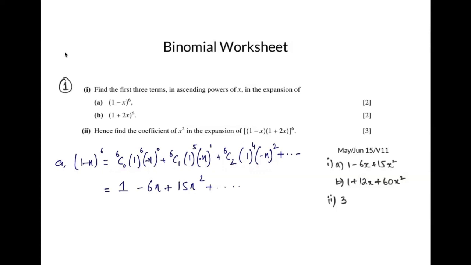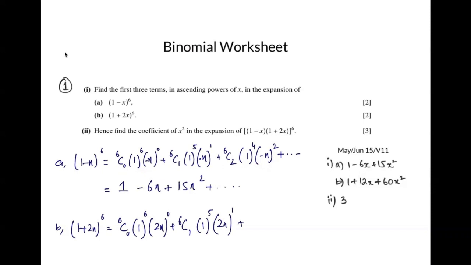Okay, sir. So try using this in the second part, 1 plus 2x to the power of 6. So the first term is going to be 6c0, 1 to the power of 6 minus 0, second term to the power of 0, plus 6c1, 1 to the power of 5, second term to the power of 1, plus 6c2, 1 to the power of 4, second term to the power of 2, and so on.